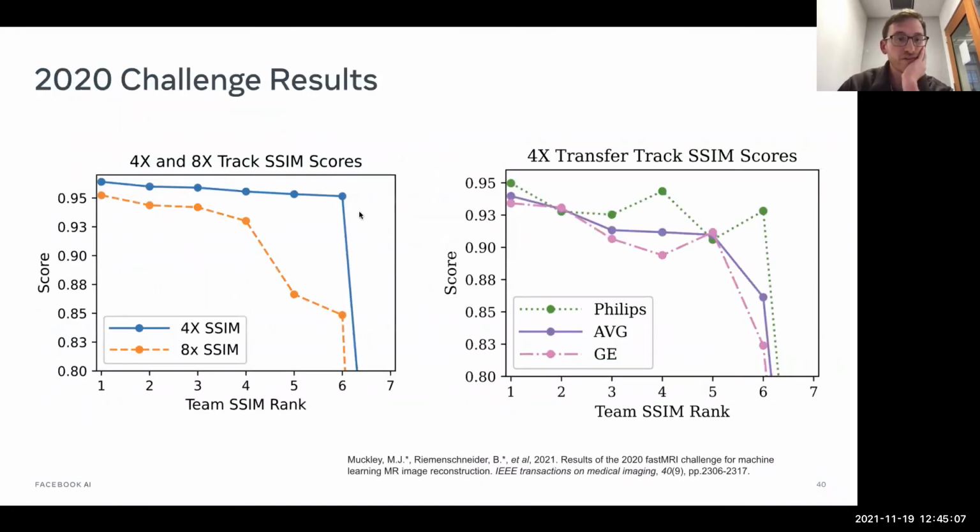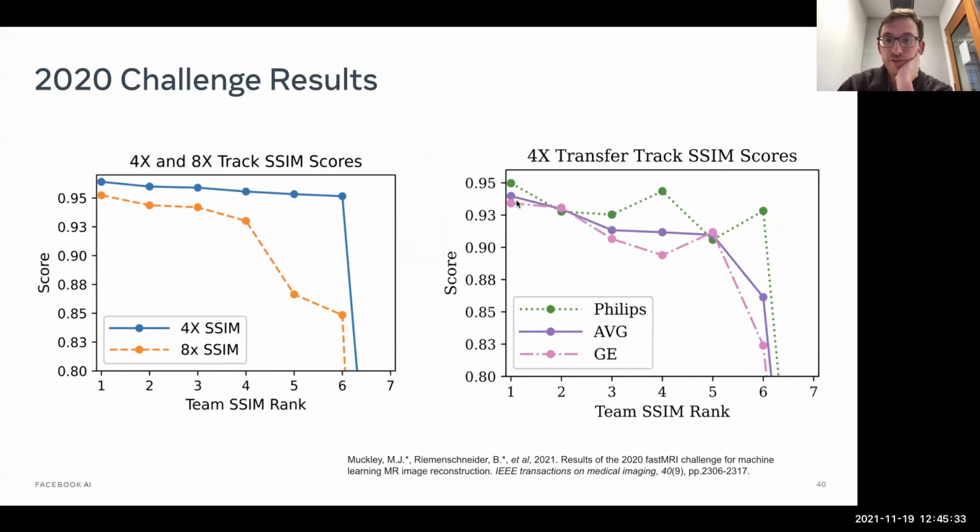And this is how those results looked over SSIM. Once again, there's a lot of clustering for 4X, although this time there was a little bit more separation for the top submission. And there's even more separation for the 8X track. By the way, the number 7 team here had a weird way they processed the background of the images, and that just killed their SSIM. That's why you see a drop off on the end of this plot.